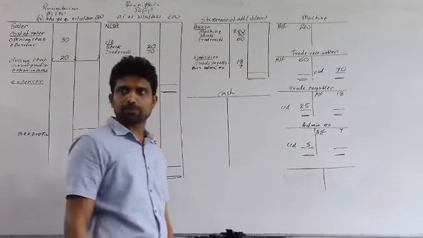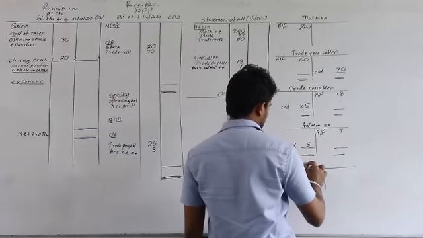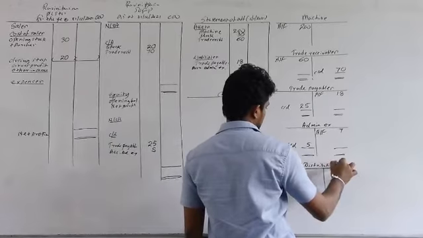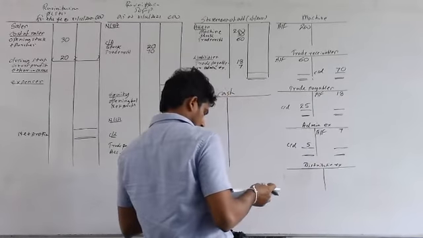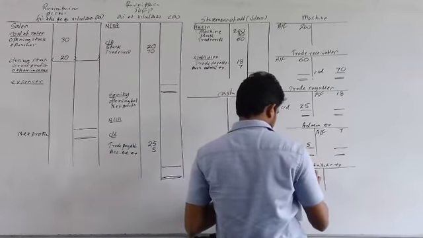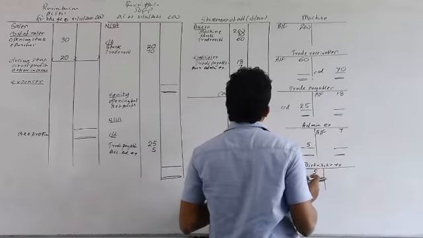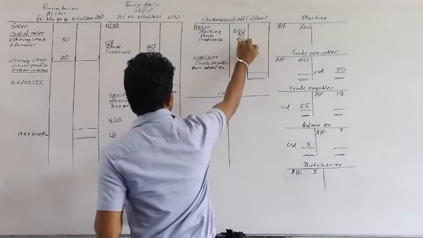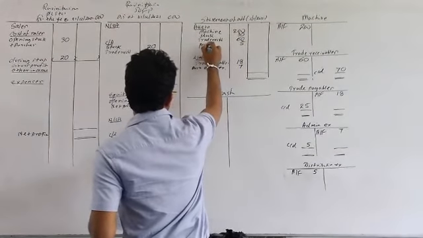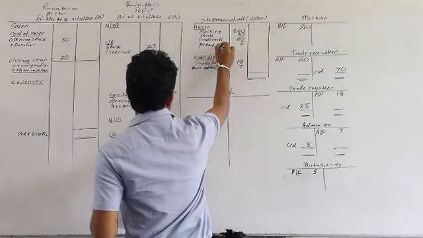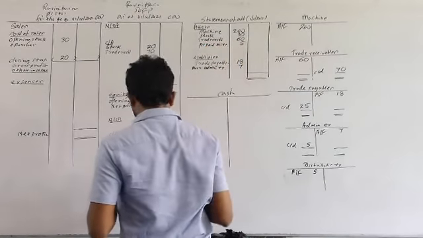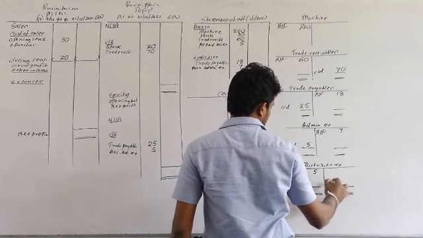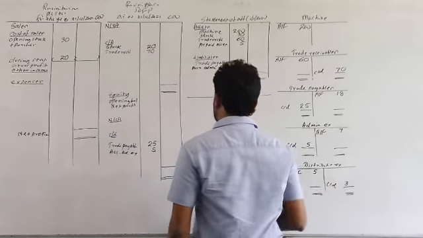Prepaid distribution expenses, you want a distribution expenses account. Prepaid means asset. Take these 5 to current assets. Sorry, here, the statement of affairs, prepaid distribution expenses. Closing prepaid balance is 3. Take these 3 to current assets.